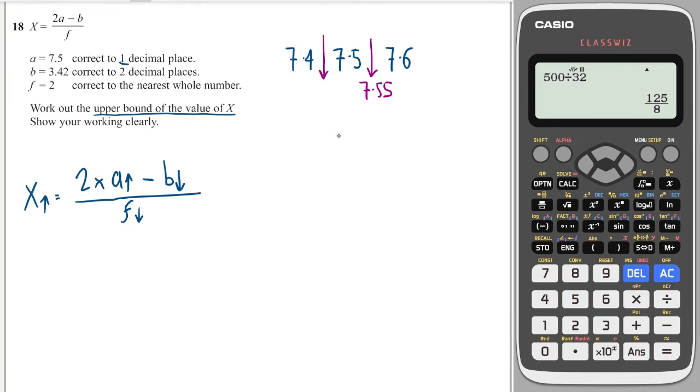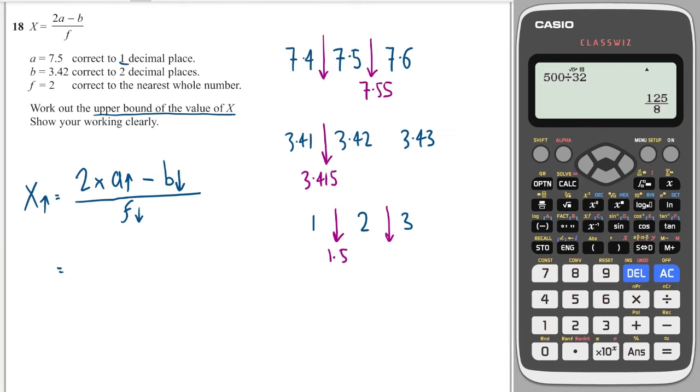Let's look at b. So b is 3.42, and I'm using 2 decimal places only. So the next number along would be 3.43, and the one before would be 3.41. Now for b, I want the lower, so I'm going to look at this side here, and halfway between that is 3.415. And then I'm going to look at 2 to the nearest whole number. So if I'm only using one whole number, the next number up would be 3, and the one before it would be 1. So the lower bound would be here, and the upper bound would be here. But I want the lower, which is halfway between, which is 1.5.